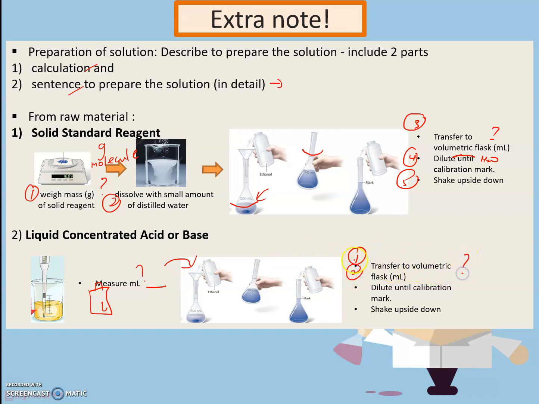volumetric flask size berapa, sebab bila you nak buat solution berapa volume, so kita buat solution dalam volumetric flask. Okay, you prepare solution. Ada banyak size, 10, 100, 250, 500, 1 liter pun ada, sampai 2 liter, 2000 ml lah. Okay, so dah transfer ke size berapa volumetric flask, dilute with distilled water until calibration mark, lepas tu shake upside down.